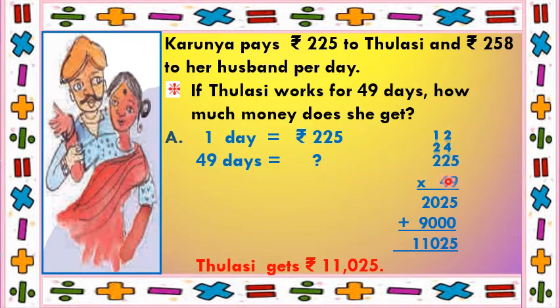Now since 4 is in tens place, put 0 down, 4 5s are 20, put 0 down, 2 carry, 4 2s are 8, 8 plus 2 is 10, put 0 down, carry 1, 4 2s are again 8, plus 1 is 9. Now we will add these both numbers. 5 plus 0 is 5, 2 plus 0 is 2, 0 plus 0 is 0, 2 plus 9 is 11. So Tulasi gets rupees 11,025 for 49 days.